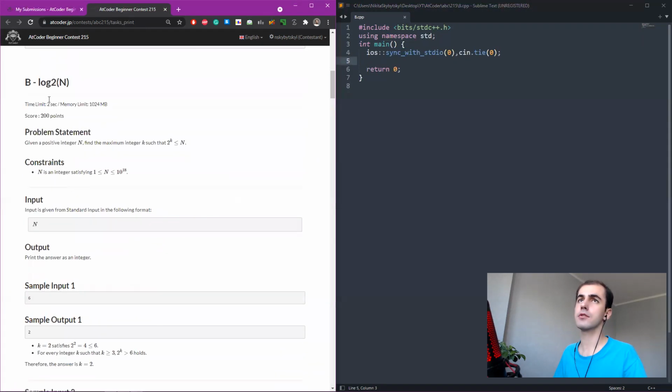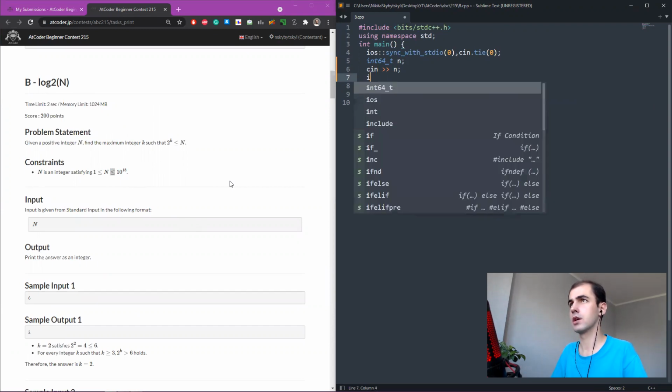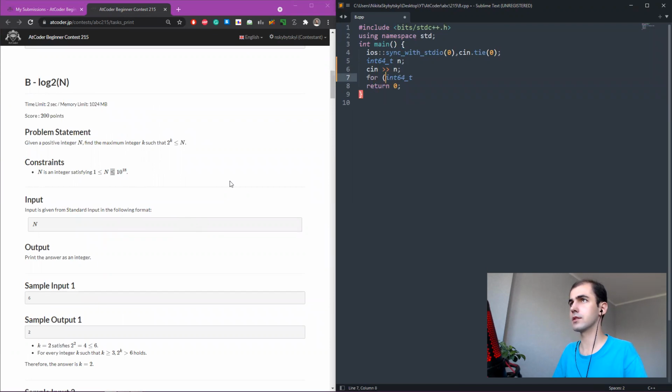So problem B, Log2 N. Given a positive integer n, find the maximum integer k such that 2 to the power k is at most n. Okay, n can be long. So all we do is just read n. And because 2 times the maximum value of n does not overflow longs, we can just loop over all powers. We can also call a library function, but it's not necessary.